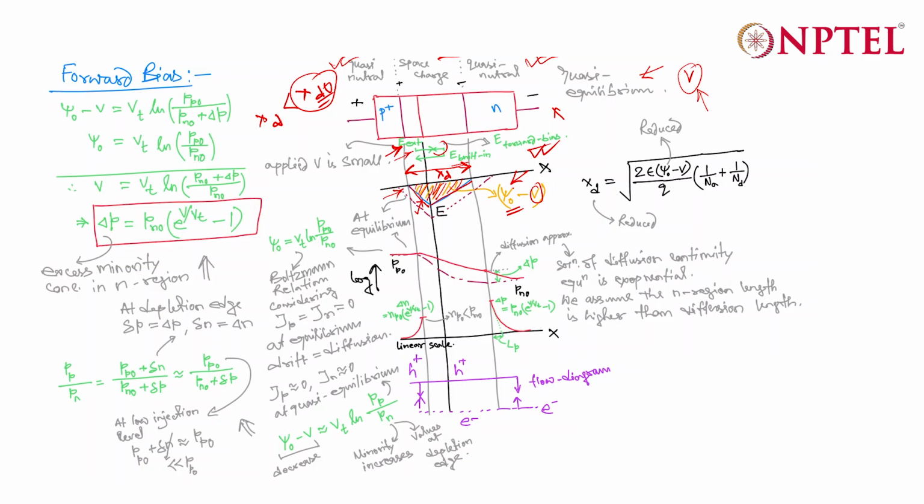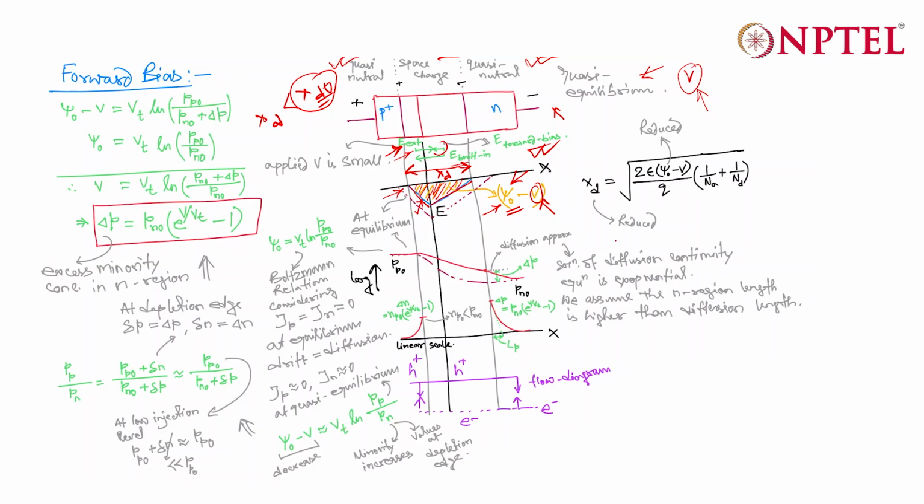The built-in potential due to built-in electric field under equilibrium. This psi 0 shows the built-in potential. And now this particular area will be psi 0 minus V. V is the external voltage, right? So the area will be psi 0 minus V.